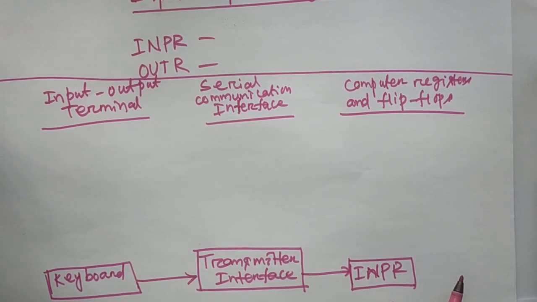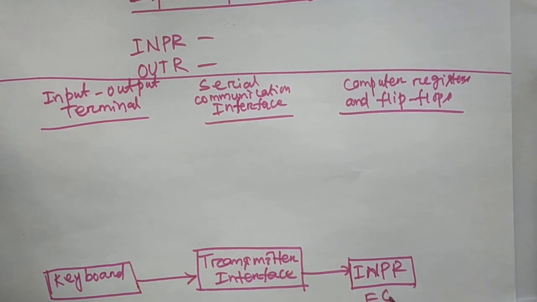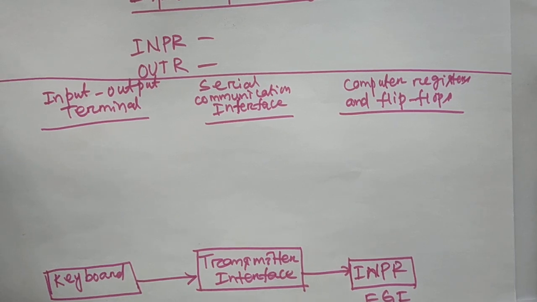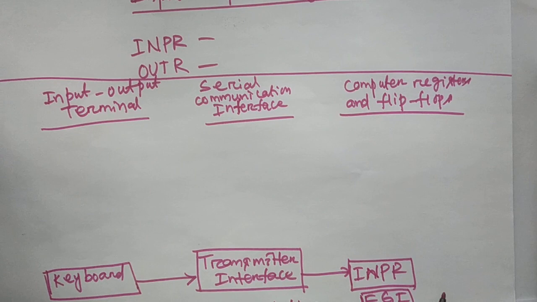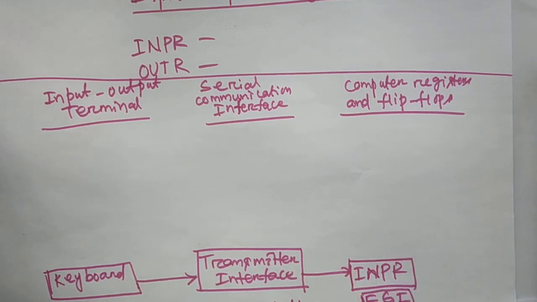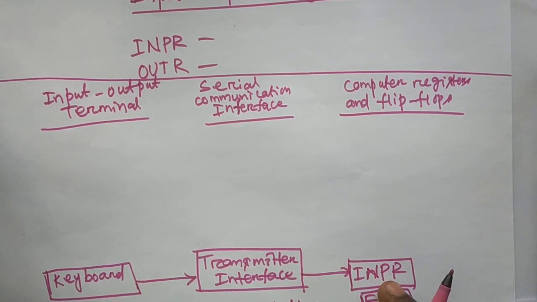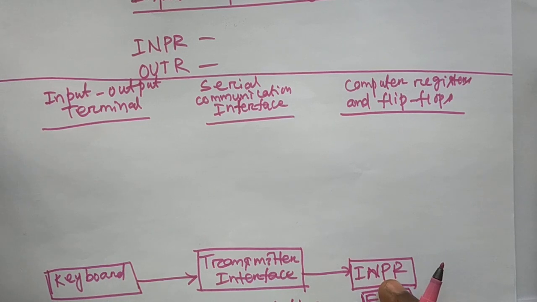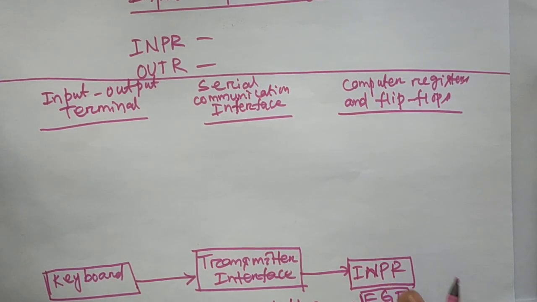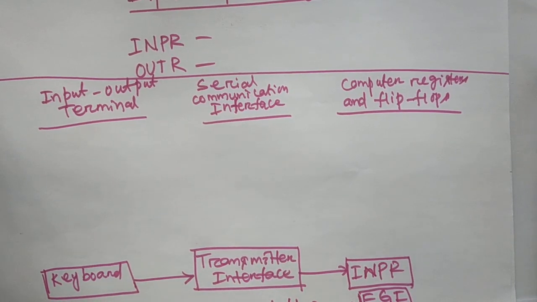Then there is a flag system, which we call FGI, the input flag. Suppose the input flag is set to 1, then the data is released to the other component. If it is 0, the input register cannot receive data from the keyboard, because the input register is not active. Some connection is there, but it will not receive the data, as if disconnected. This is the basic concept: if FGI is 1, then it will receive the data from the keyboard.